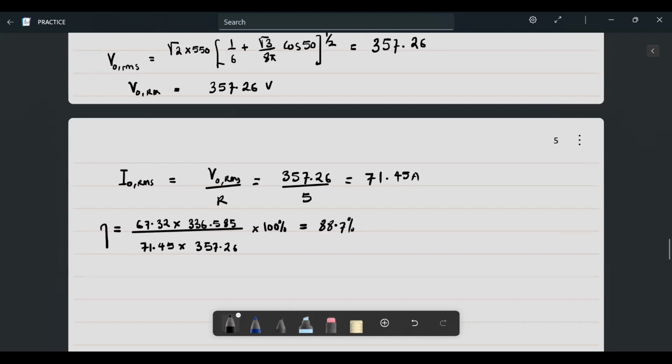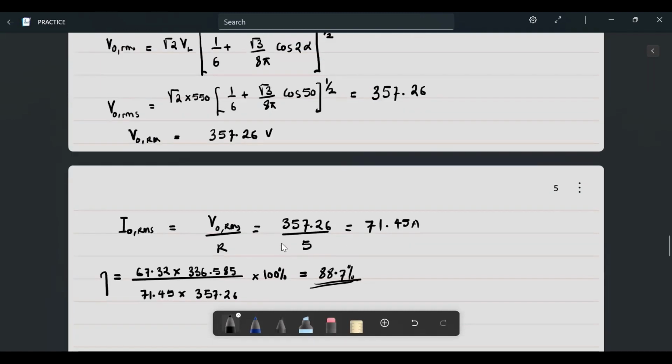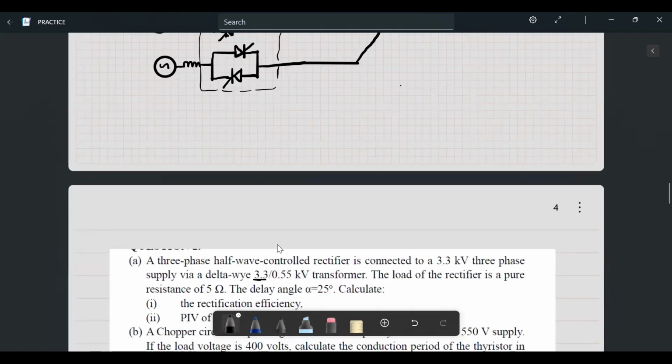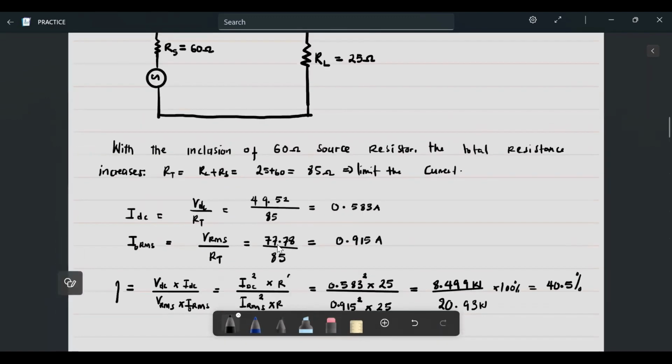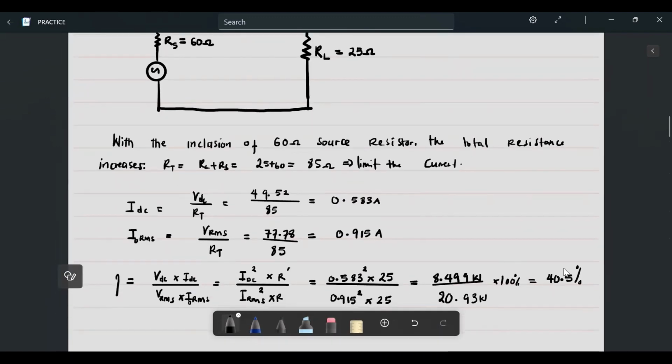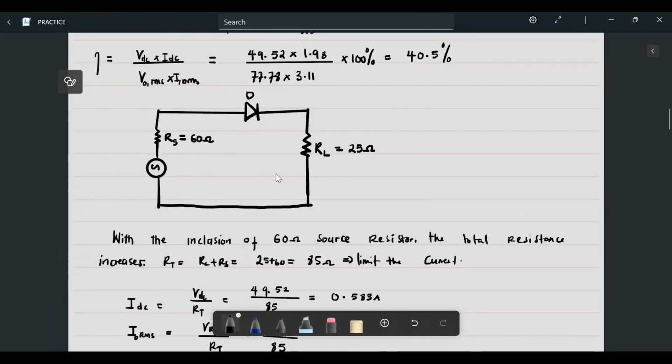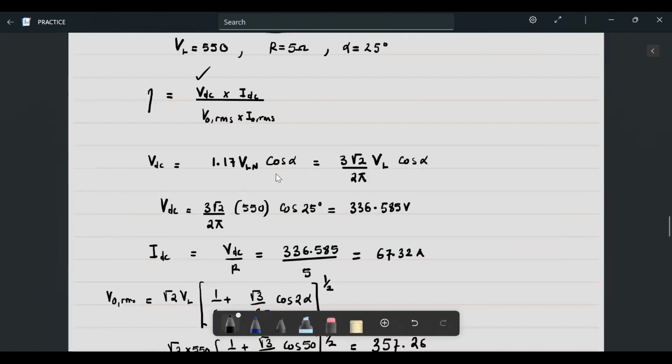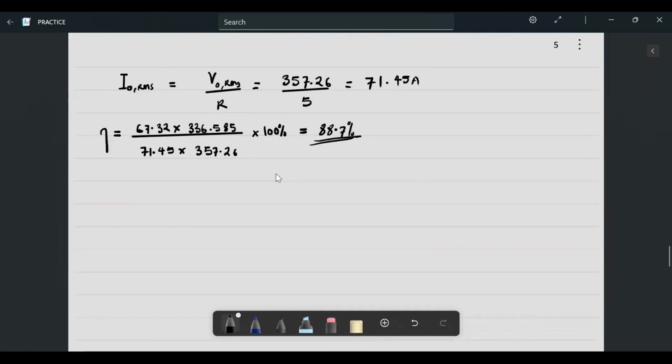About 88.7%. So you see, using three phases benefits the half wave. At least the rectification efficiency has now increased. This means this one has fewer ripples compared to the single phase that we looked at earlier, where we found 40.5%, with just a single diode. But here we now have three phase, so the ripple content has reduced, and we have more of a DC by that much.